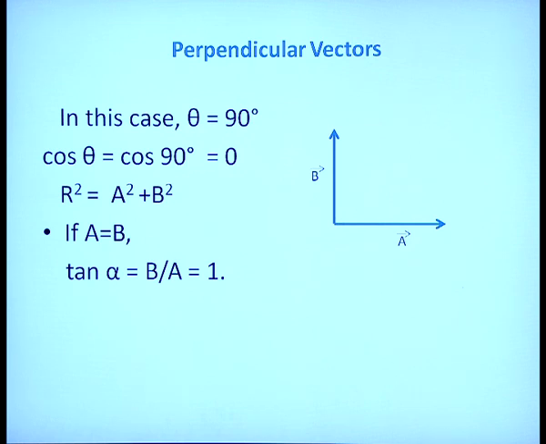Again, in another special case, if we take A equal to B, hence tan alpha, the direction of that resultant vector, tan alpha equal to B by A, and that is equal to 1 because B and A are equal. So, if tan alpha equal to 1, that means alpha equal to 45 degree, hence the resultant will make an angle of 45 degree with the vector A. This is all about addition of vectors.